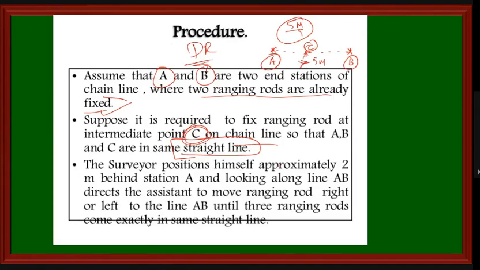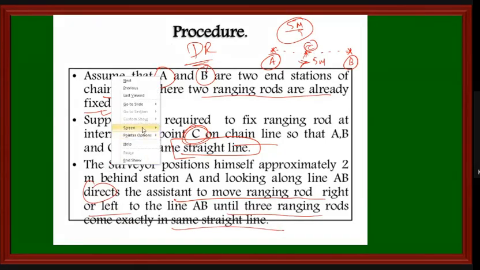Therefore, the surveyor positions himself approximately 2 meters behind station A and, looking along a line directly, directs the assistant to move the ranging rod right or left on the line AB until the ranging rod comes exactly in the same straight line. Here, this is my station A and this is my station B. Here there will be one person who will fix, or hold, the ranging rod.